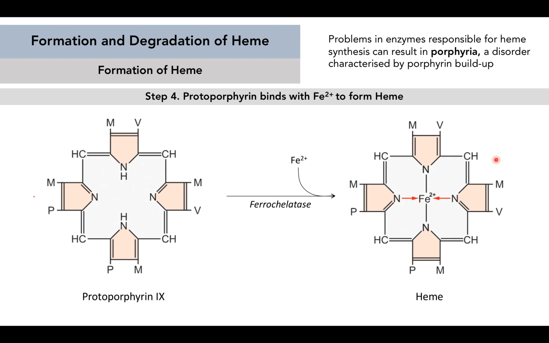Now this is a pretty straightforward process, but any problems associated with the enzymes that you've seen responsible to make this heme group can actually result in a significant clinical problem that we know as porphyria, which is a disorder characterized by porphyrin buildup. However, we won't be talking too much about porphyria at the moment because this will be talked about in our systems block, which is basically the hematology systems block.